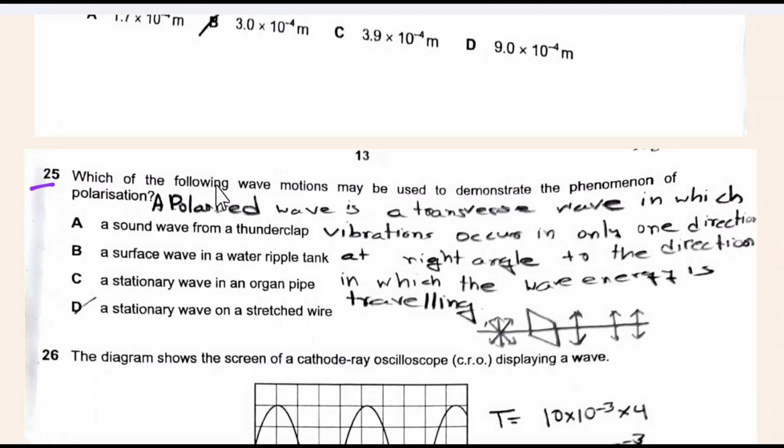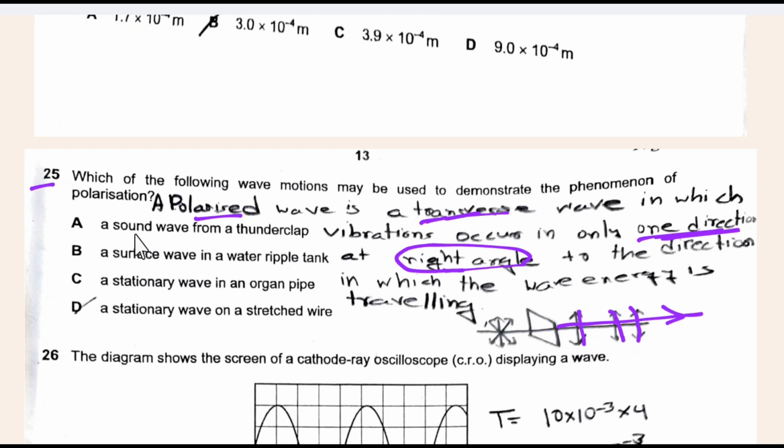Question 25: which of the following wave motions may be used to demonstrate the phenomenon of polarization? So what is a polarized wave? A polarized wave is a transverse wave in which vibrations occur in only one direction, at right angles to the direction in which the wave energy is traveling. And it must be a transverse wave.